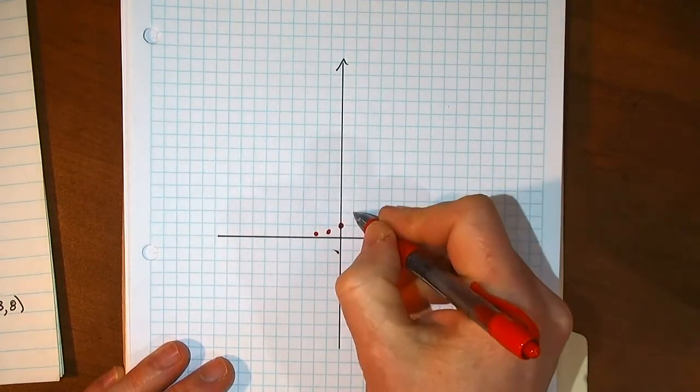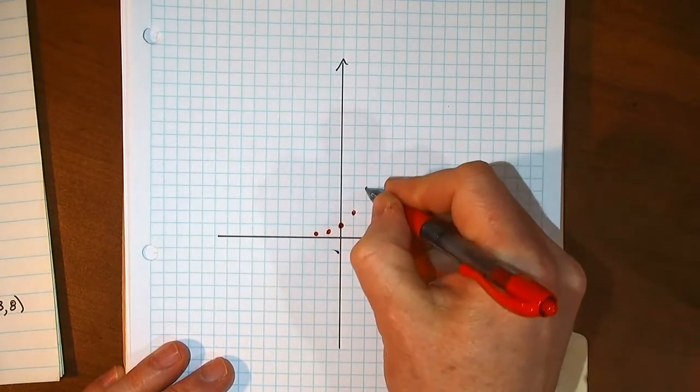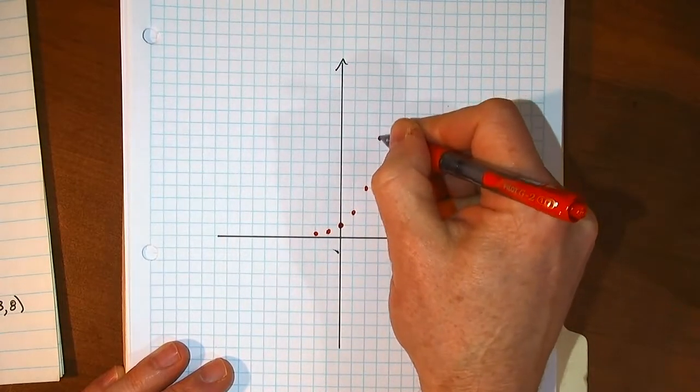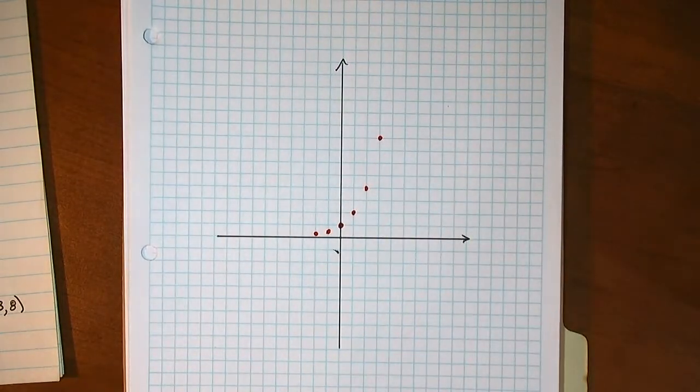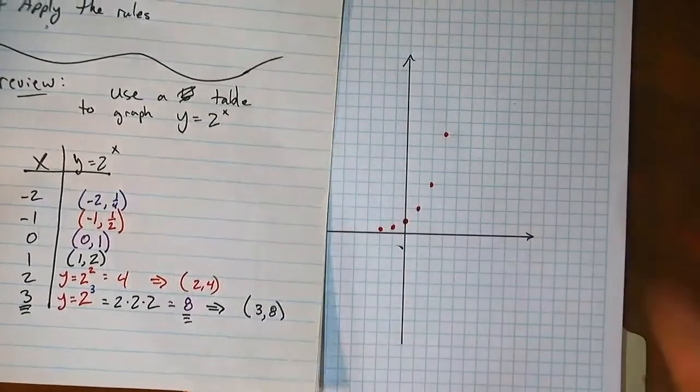And then at 1, 2. At 2, 4. And at 3, 8. And so those are the points from my table, right? So all I did was I just read those right off my table, plotted those.